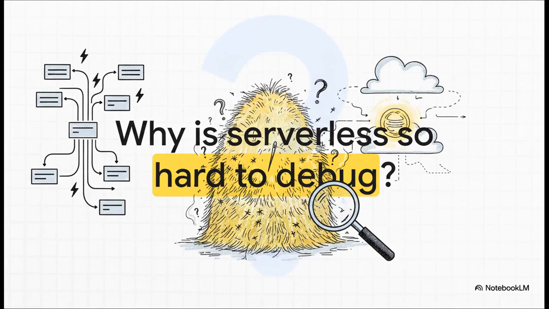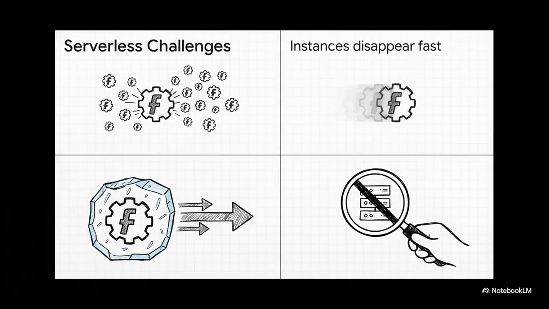I mean, it's the question we've all screamed at our monitors, right? You build this amazing, super efficient, auto-scaling app, but the second something breaks, it feels like trying to find a ghost. It's there one second and gone the next. And here's the crazy part. The very things that make serverless so awesome are exactly what make it a total headache to monitor.